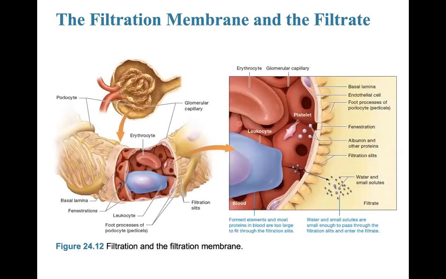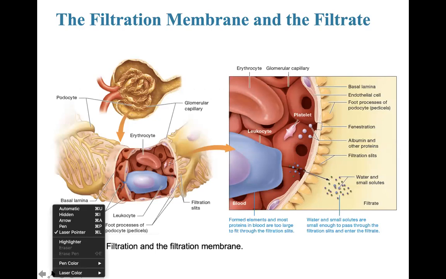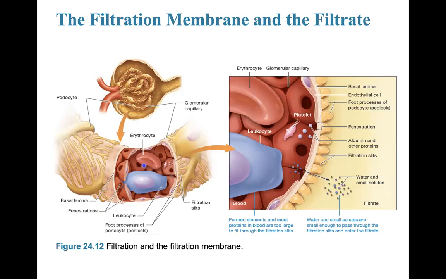So here we can see the glomerulus, and if we look at our layers here, you can see how you have the endothelial layer, the basal lamina, and then finally the podocyte layer here.